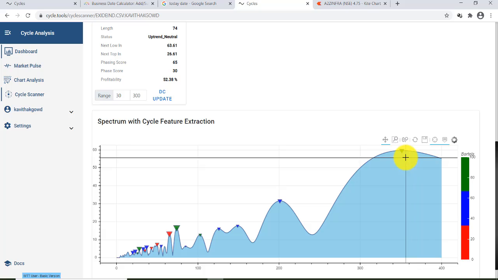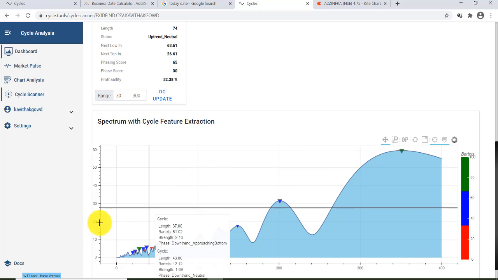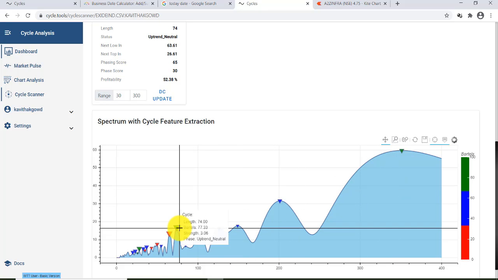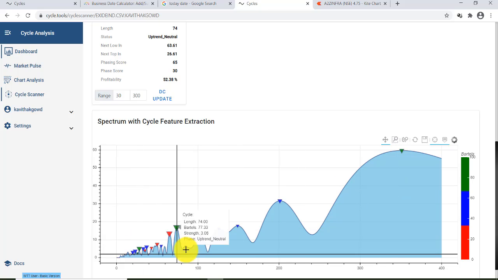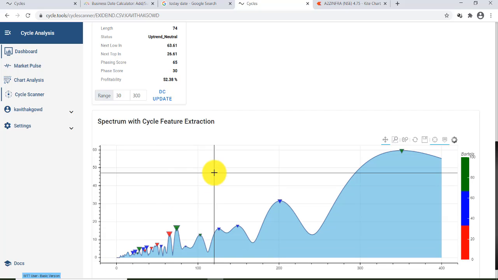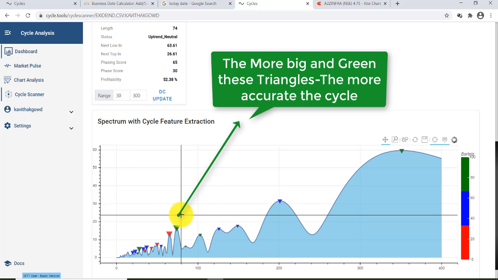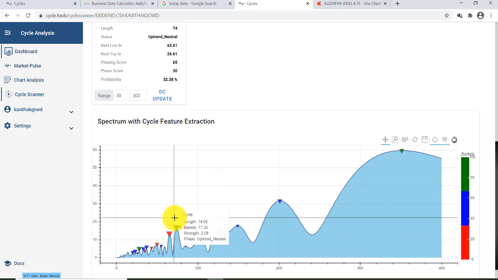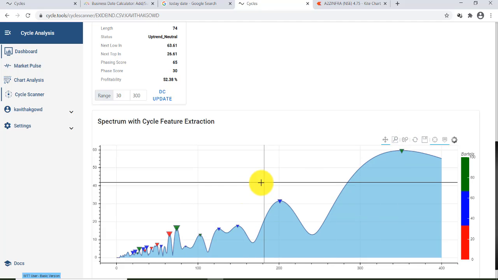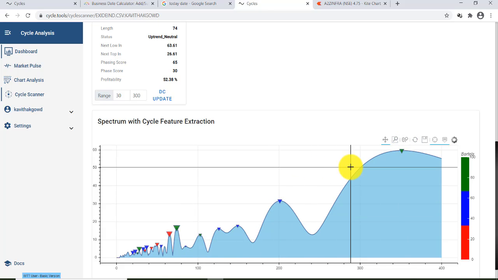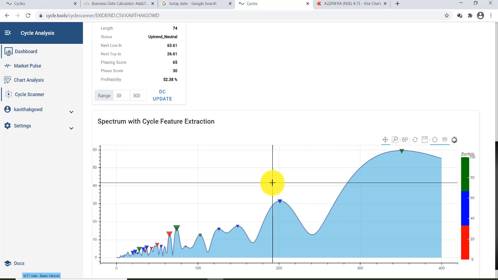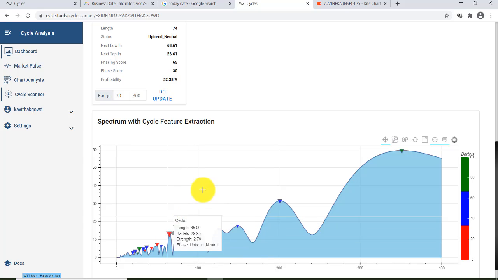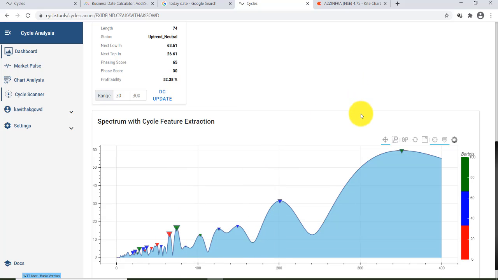See here, almost all the cycles, there are not enough strong cycles, but here is one green one, and another one, and these two green cycles are very accurate, very strong. So even if we don't see enough green triangles or green peaks in the cycle histogram, we can consider taking entry in this kind of cycle if it is running at the moment.